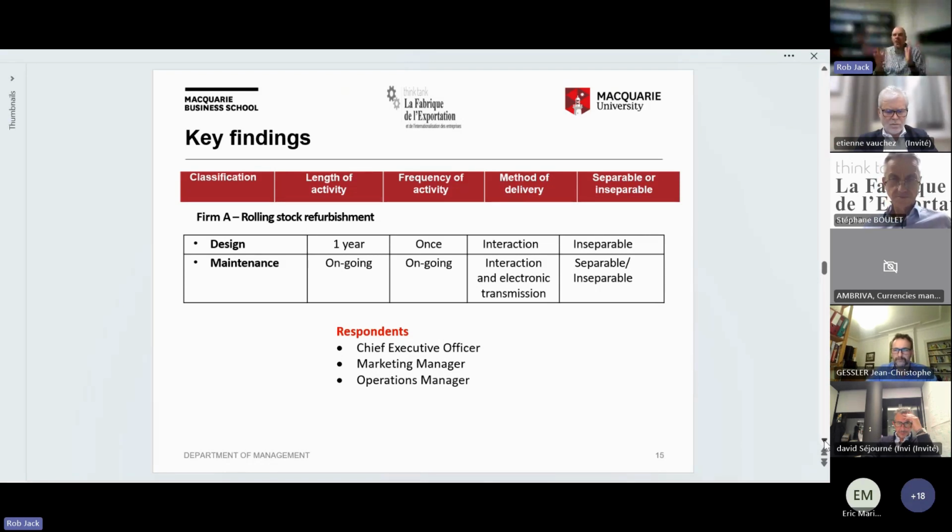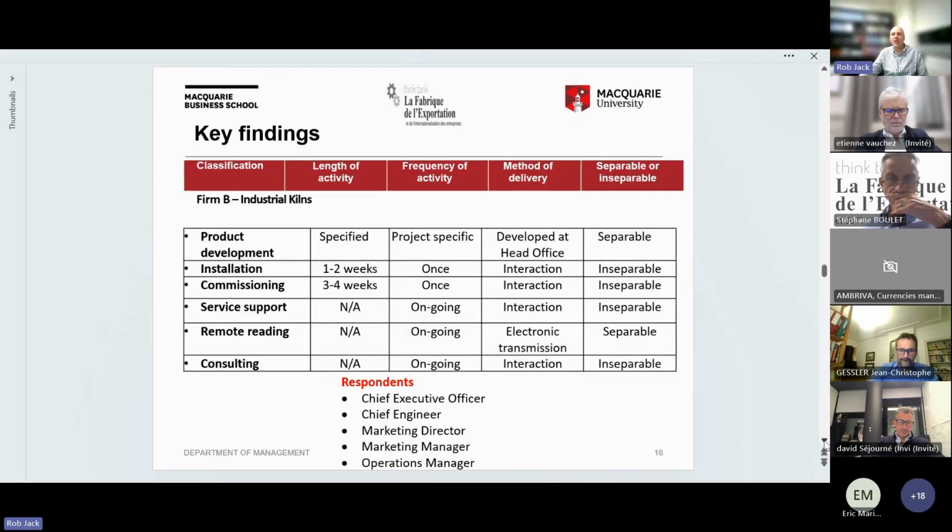And what I've done here is try to get an idea about the nature of these service activities. Are they interactive? How are they delivered? And would they define them as being separable or inseparable? Okay, so you can see here with most of this activity, it requires interaction. It's actually done through perhaps a combination of interaction directly between the firm and the client. It's sometimes done through electronic transmission, as it's sometimes called. And so again, you can see very separable and always an ongoing activity.